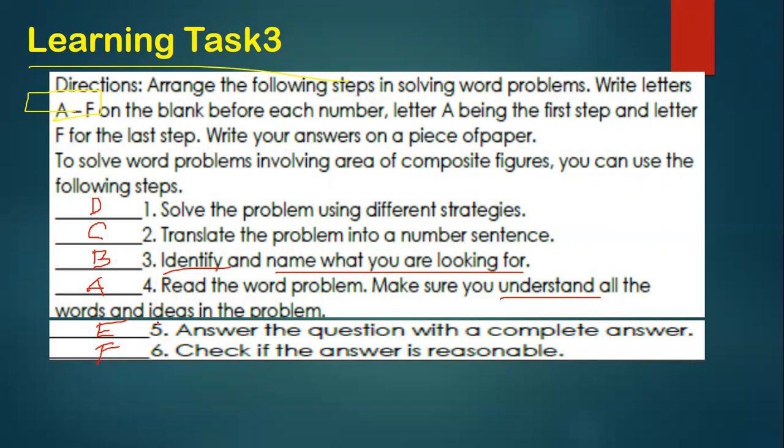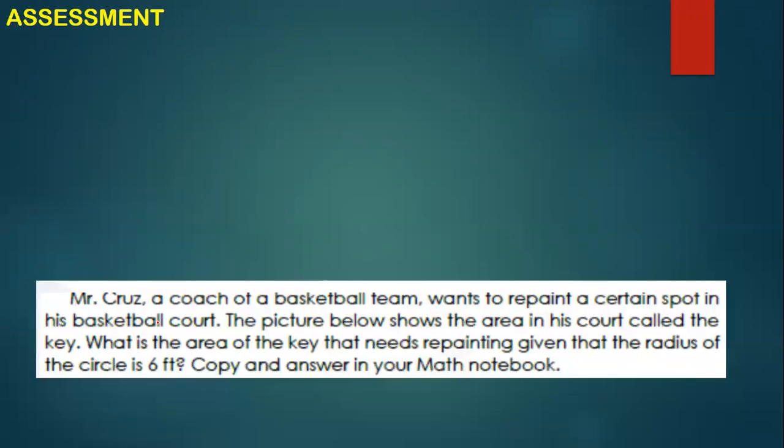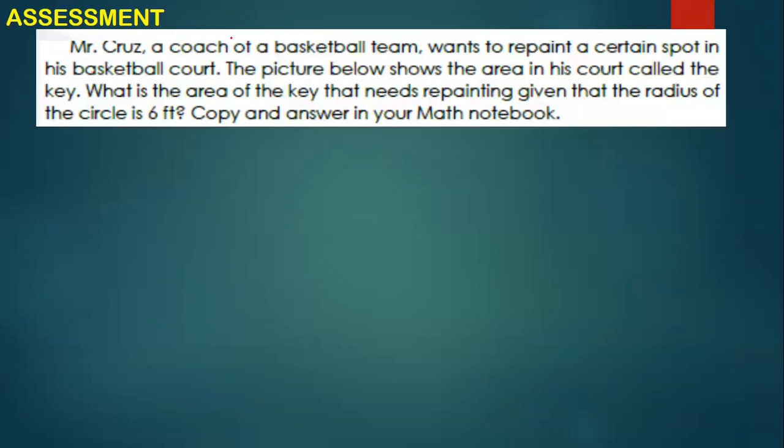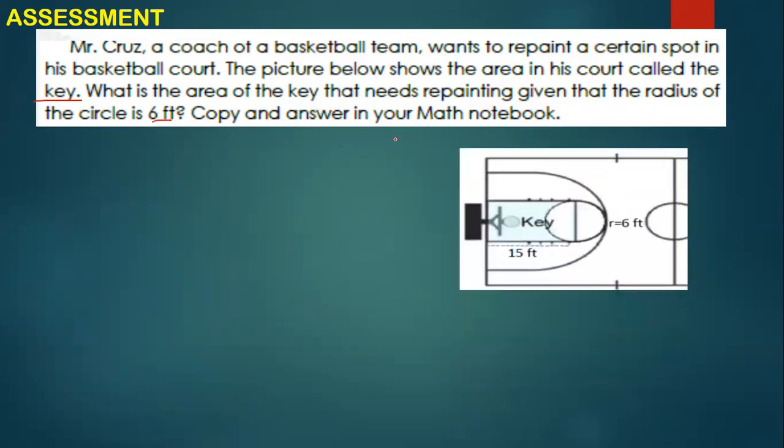Okay na tayo sa learning task 3. Let us proceed with the assessment na. Assessment. Mr. Cruz, a coach of a basketball team, wants to repaint a certain spot in his basketball court. The picture below shows the area in his court called the key. What is the area of the key that needs repainting given that the radius of the circle is 6 feet? Tingnan natin.